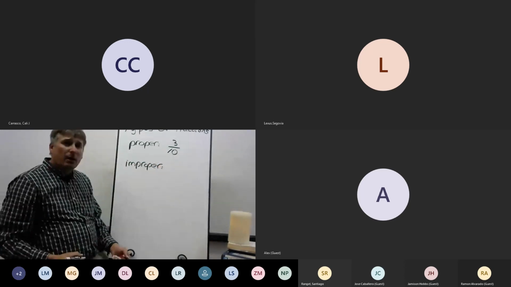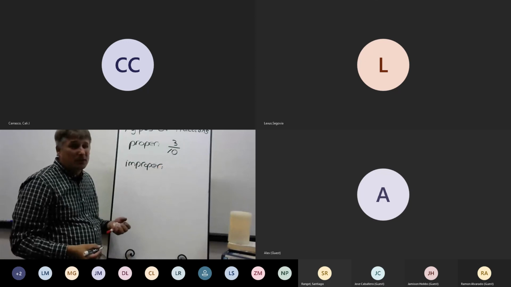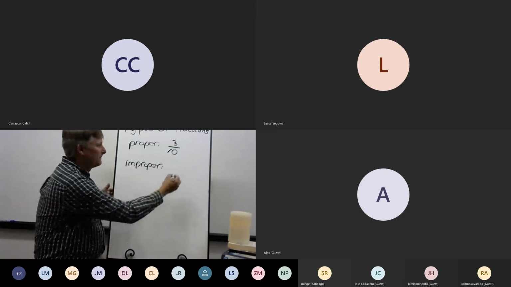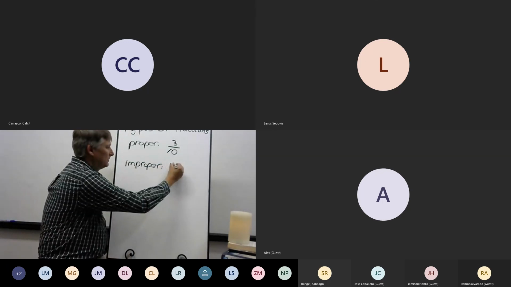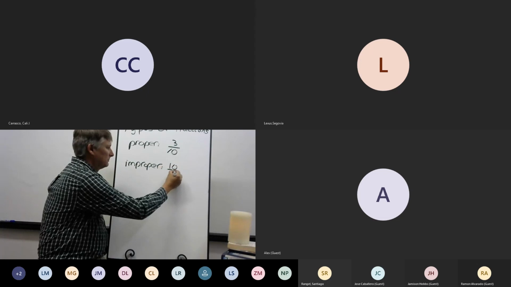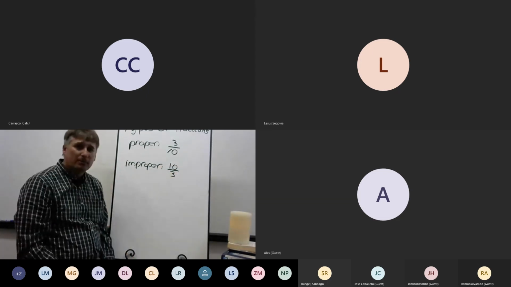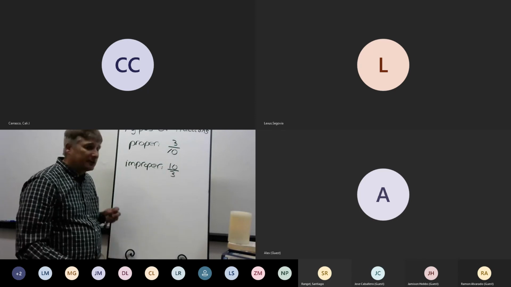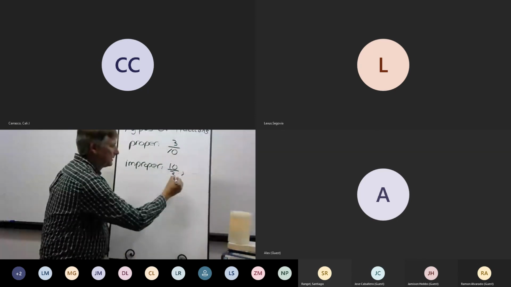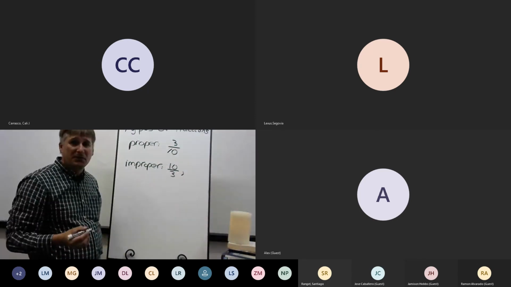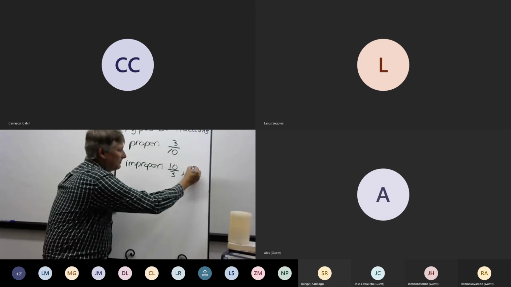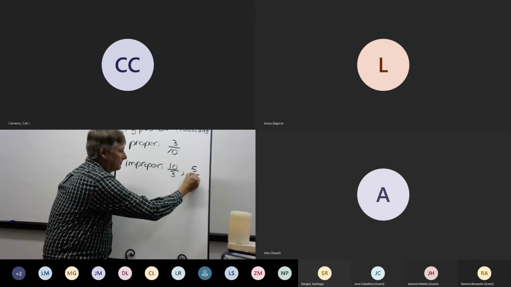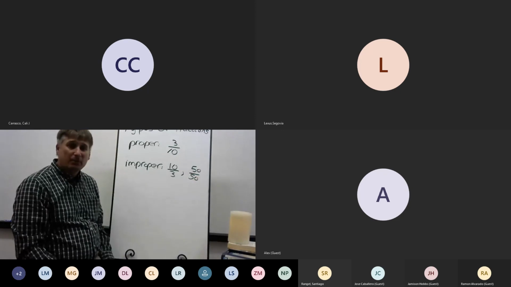There are two types of improper fractions. The most common, I think, you run into is when the top number is bigger than the bottom number. The other kind you run into, when the top and bottom numbers are the same. Those are improper.